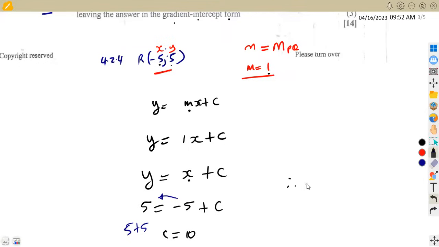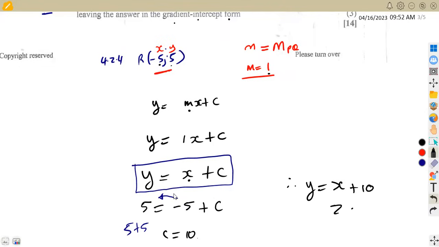So therefore, the line is given by the equation y = x + c, where c is equal to 10. So this is going to be y = x + 10. So that is how we're supposed to attempt this typical question. Yes, it was a little bit challenging.